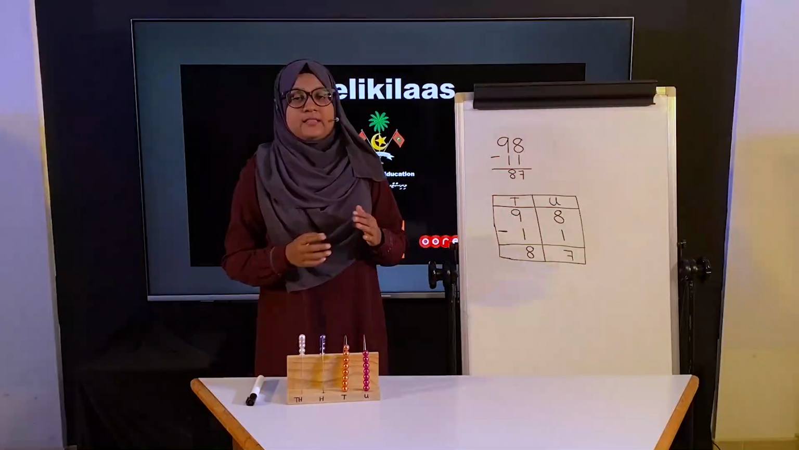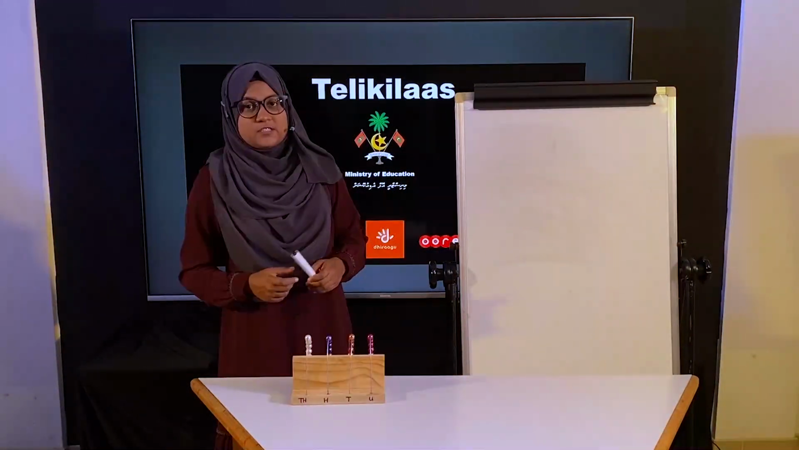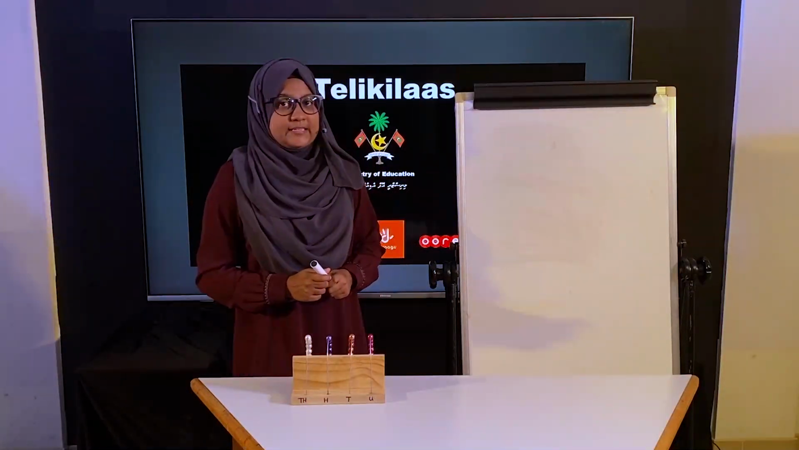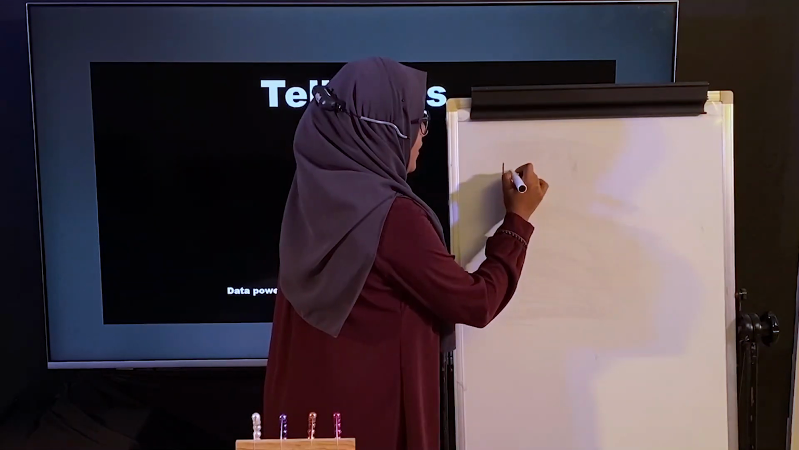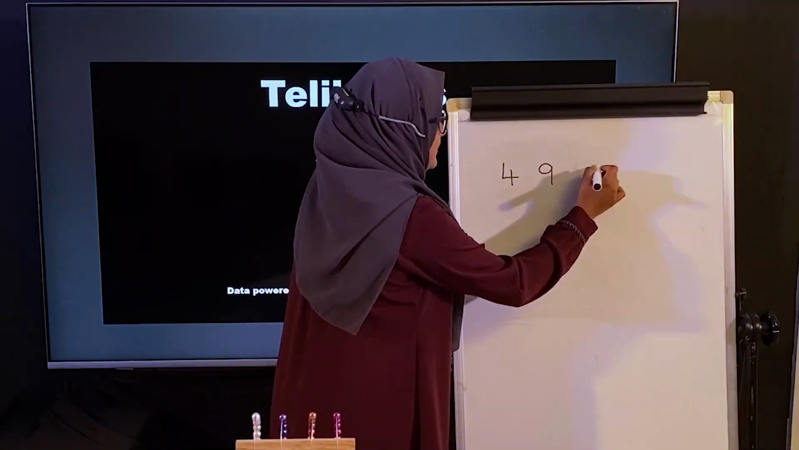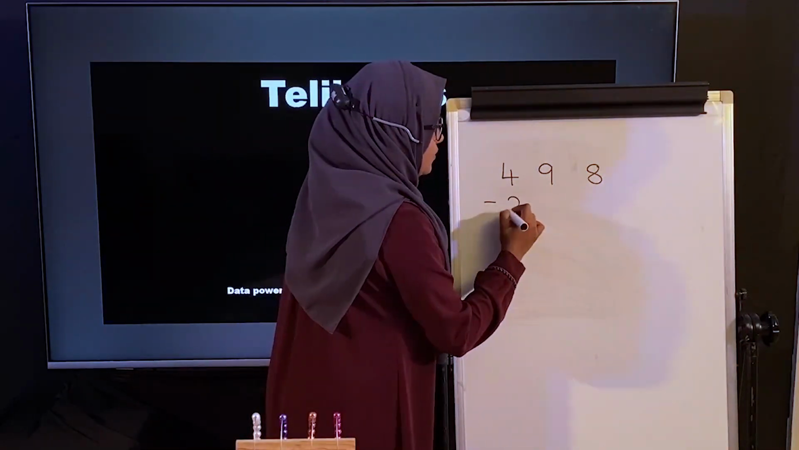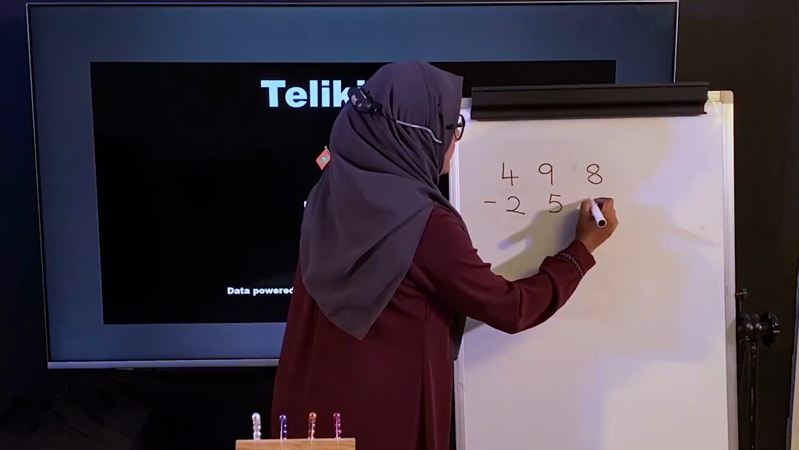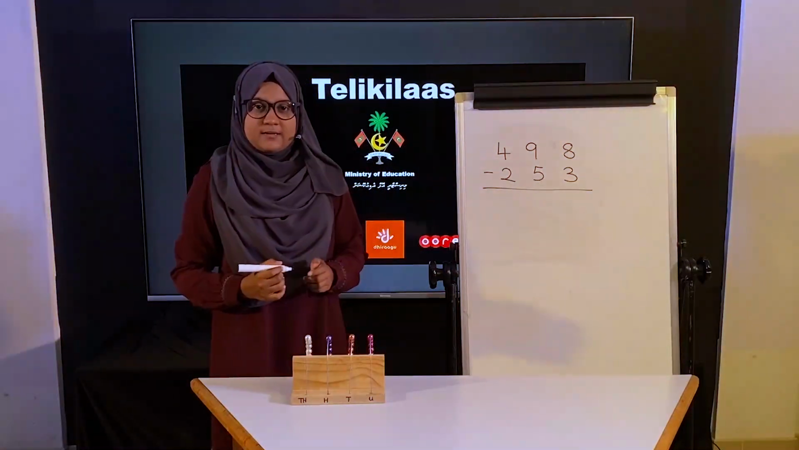Now let's do a 3-digit number question using it. First of all, I am going to write the numbers. We have 498 subtracted by 253. So this is our question.